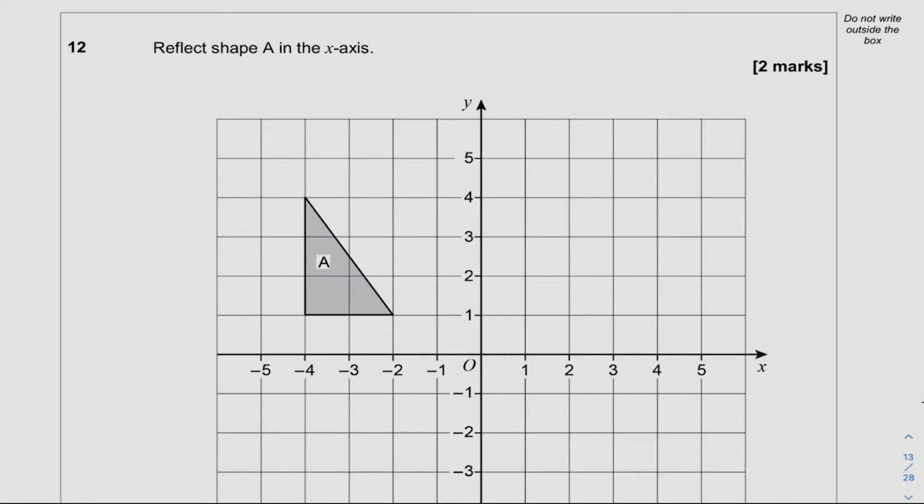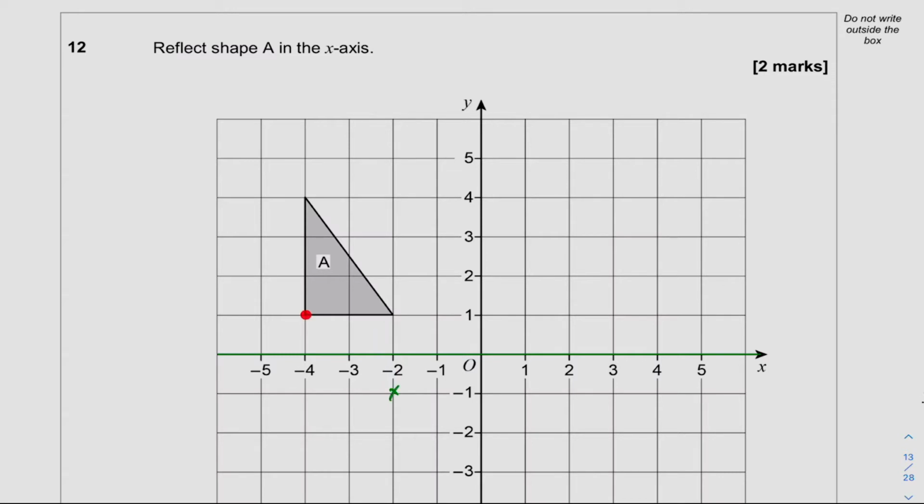For question 12, we are told to reflect shape A in the x-axis. So shape A is this triangle here, and the x-axis is of course this here. So all we've got to imagine is we've got a mirror running down this axis, and we are just reflecting what we'd see in the mirror into this area here. So the way I do it is I go to the first point on the triangle here, and I see how far away it is from the x-axis. So it's 1 square away. So all we have to do then is go 1 more square away to here, and that is where the new point is going to be.